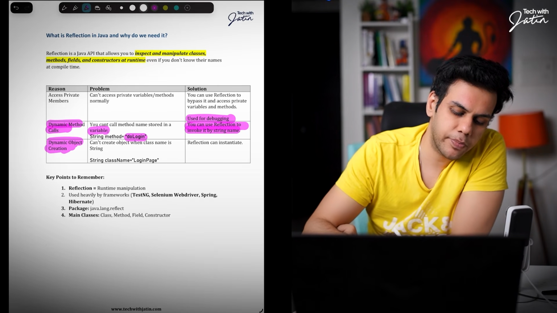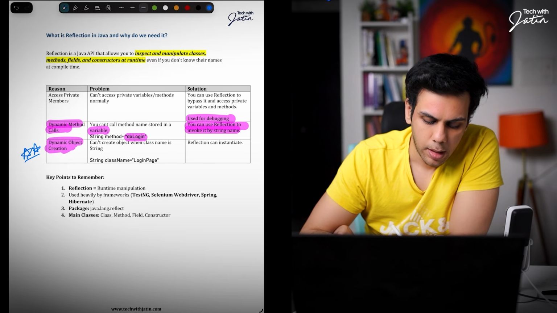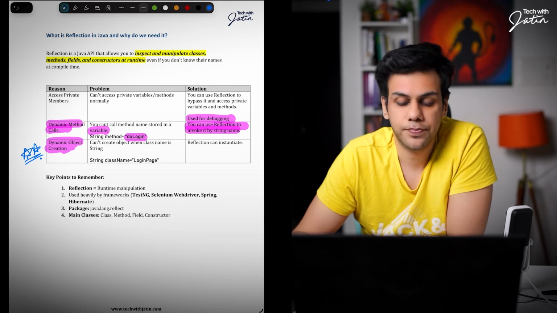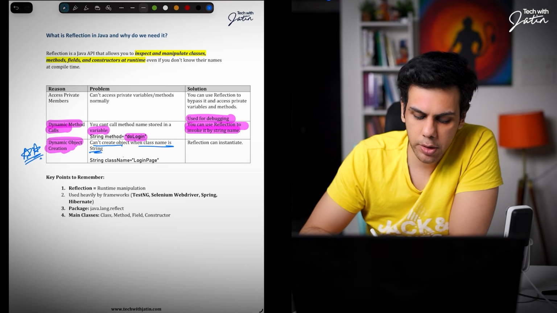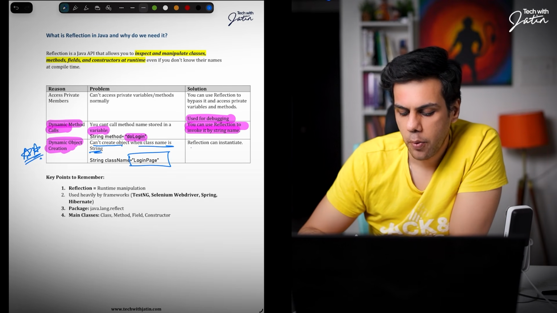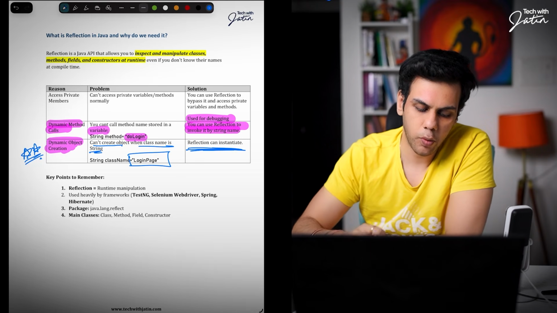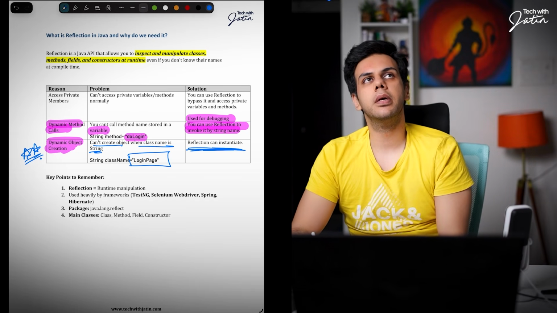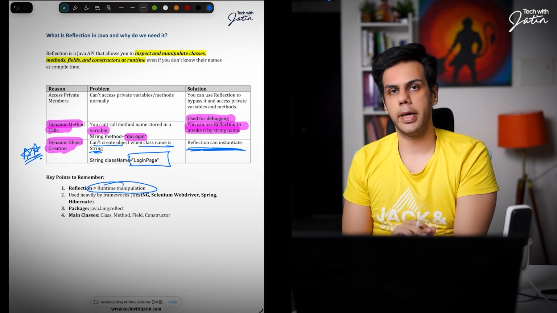Dynamic object creation, this is also something very important. How do you create dynamic objects of a class? You cannot create an object when the class name is also in string format. Okay. But with the help of reflection, it is possible. I have covered it in the future answers, but over here, this is something that you should be knowing. Now, in simple terms, remember that reflection is all about runtime manipulation, not compile time.